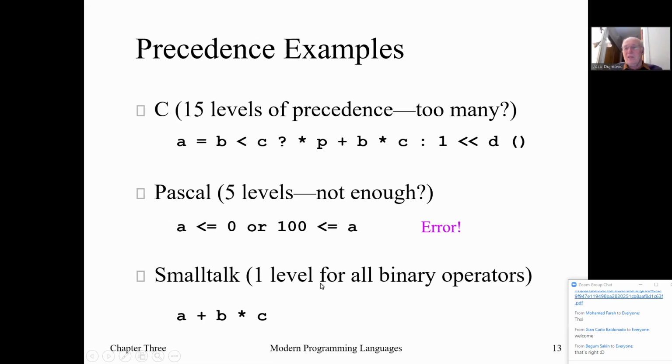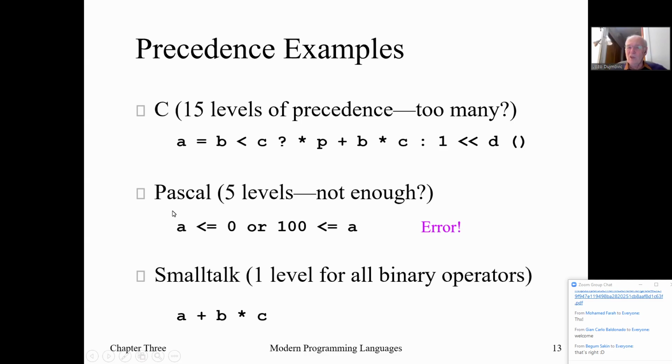There are precedence examples in many languages, and some languages have plenty of precedence levels. I think that C++ has somewhere around 30 that nobody, of course, can learn. And C has 15 levels of precedence, which is obviously too many. And then Pascal has 5 levels of precedence, which is not enough. So when you write something like this in Pascal, it is going to take 0 or 100. And if this is taken into account, then you get the wrong result.